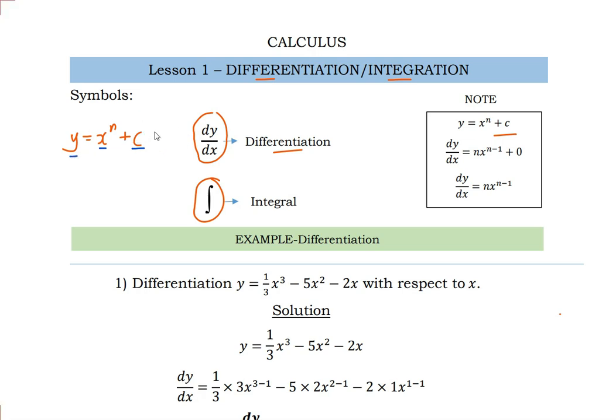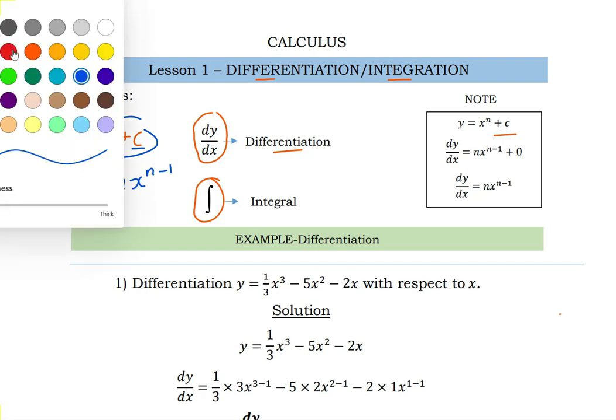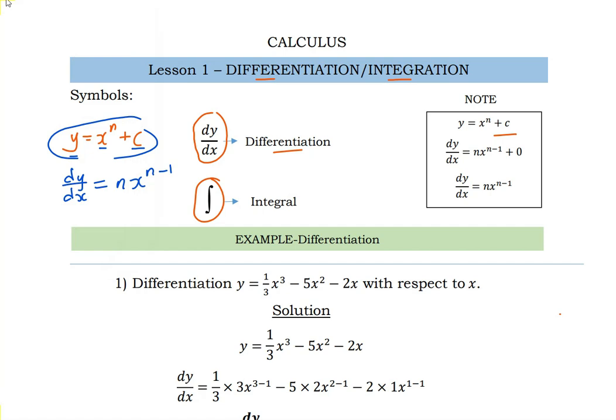So to differentiate this, if this is an equation, we're going to say dy dx is equal to nx power n minus 1. Okay, so what have I just done here? Let me break it down for you.